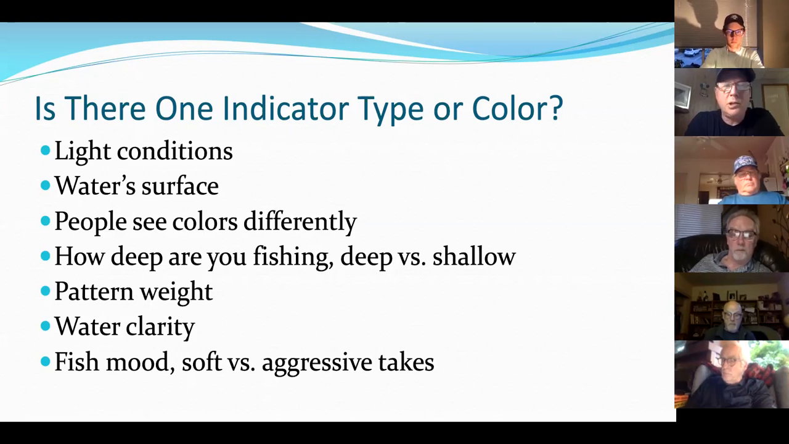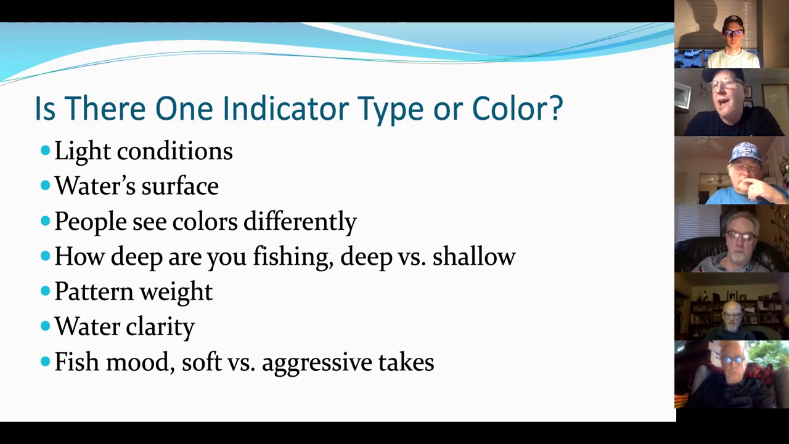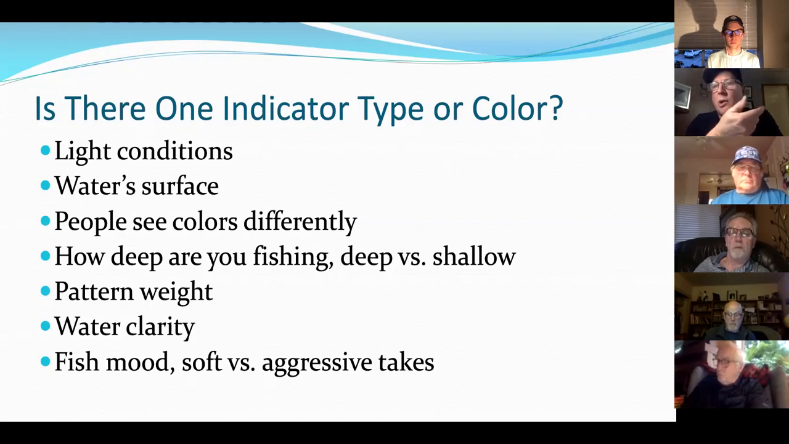I do like to use the smallest indicators I can get away with, because I feel they're a little more sensitive, and they'll also stop me from bombing long distance casts out because I can't see them. So the natural inclination is, you want to see your indicator, you've got to bring it in closer. Obviously, people see colors differently. Some person says, I hate bright green, I can't see it. Another person says, I love bright yellow, I can see that all day long. How deep you're fishing has an effect, because if you remember, we talked about the yarn indicators, the dry droppers, thingamabobbers.